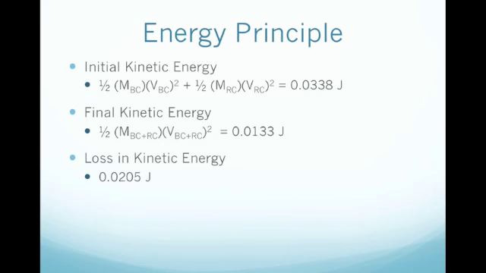Now let's talk about the energy principle for the observational data. Using the formula 1/2 mv squared, I found the initial kinetic energy to equal 0.0338 joules and the final kinetic energy to be 0.0133 joules. The loss in kinetic energy is 0.0205 joules. There is a difference between what I calculated and what the computational model shows because of friction and human error when I misplaced some of the point masses in Tracker.